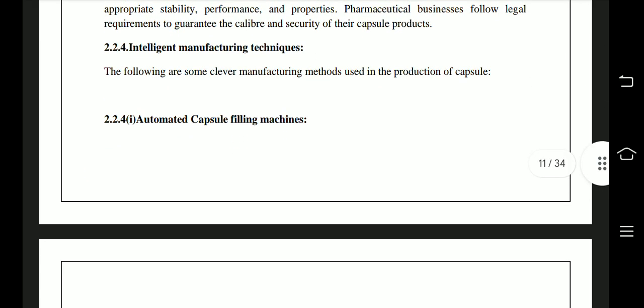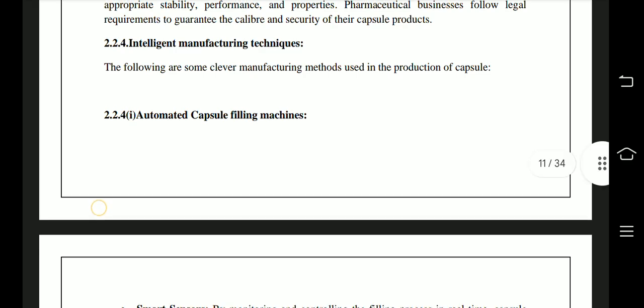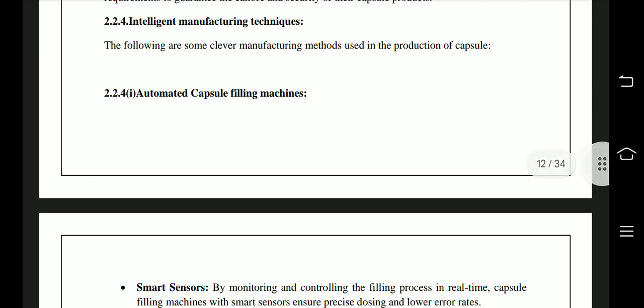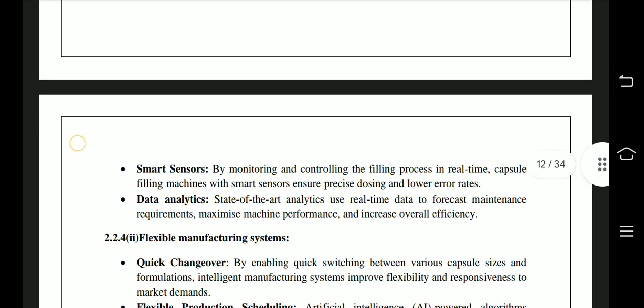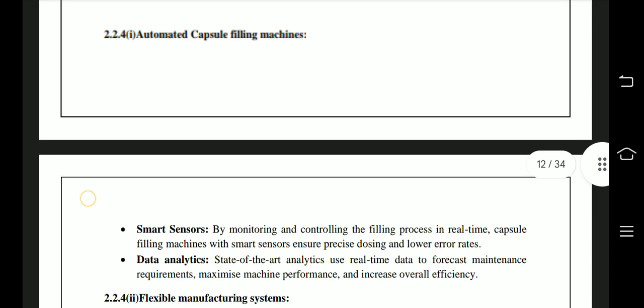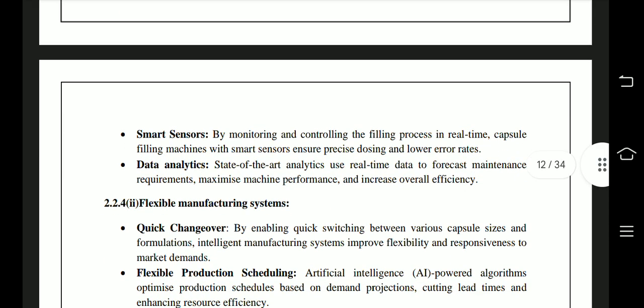Now, I would like to discuss intelligent manufacturing techniques. The following are some clever manufacturing methods used in the production of capsules. The first one is automated capsule filling machines. Smart sensors and data analytics are involved in automated capsule filling machines. First one is smart sensor.